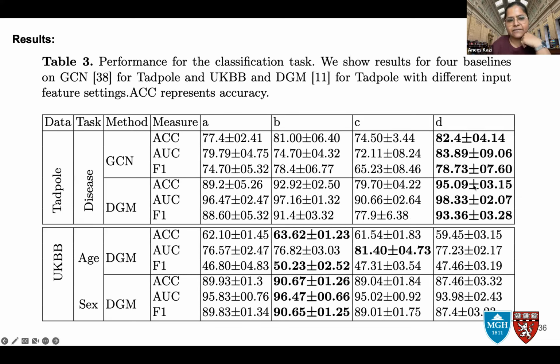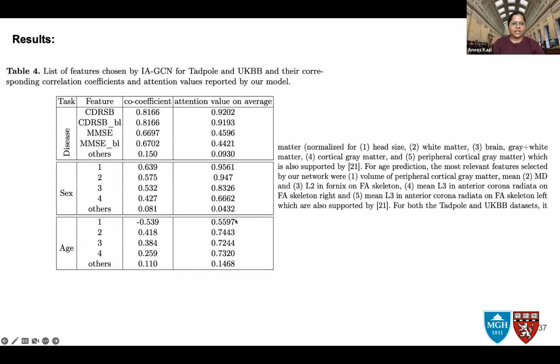So you can see that when we fed only the features our model selected to our model, it was outperforming really well compared to other setups. So this is the second work. And we also checked the features that were selected by our model.